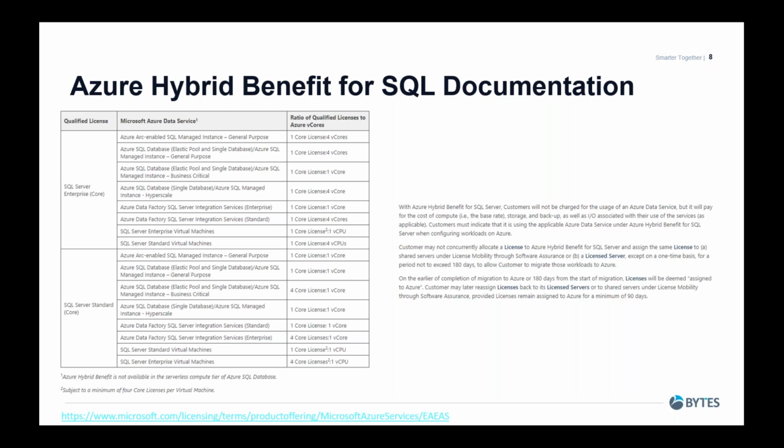If you had SQL Server Enterprise and you wanted to license a SQL Server Standard virtual machine, one core license would cover 4 vCPUs. And then it kind of flips around the other way for SQL Server Standard. There is still the minimums that you would have to reach, which is for a minimum of 4 core licenses per virtual machine. But that is something that Bytes can help you with if you're unsure.